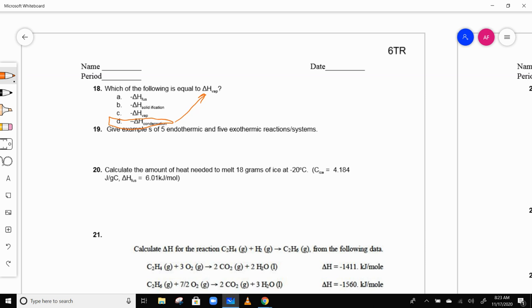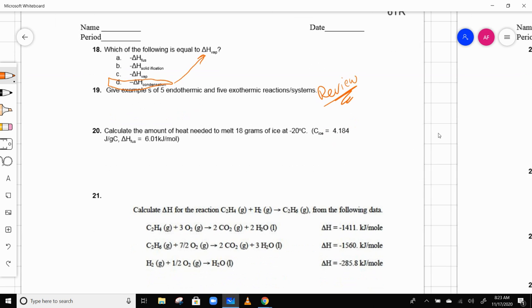Give 5 examples of endothermic and exothermic reactions. Just go back and review the worksheets that we gave examples of. So just go back and review those things. I'm not going to go through all of them.